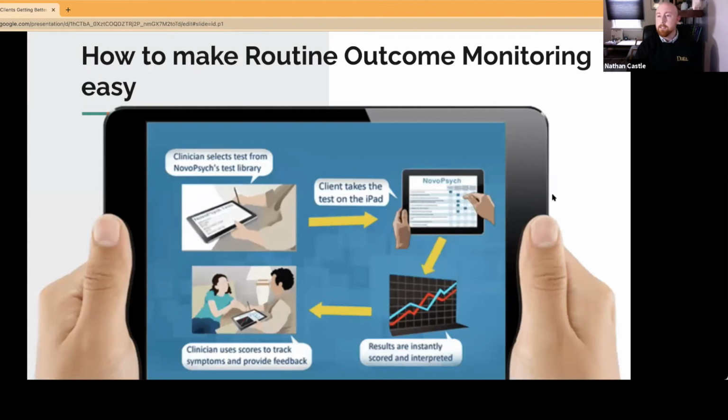And how to make it easy? We've really moved on from the paper and pen days. And importantly, our clients have too. Our clients, I think, have come to expect that it'll be digital if they're going to do it.